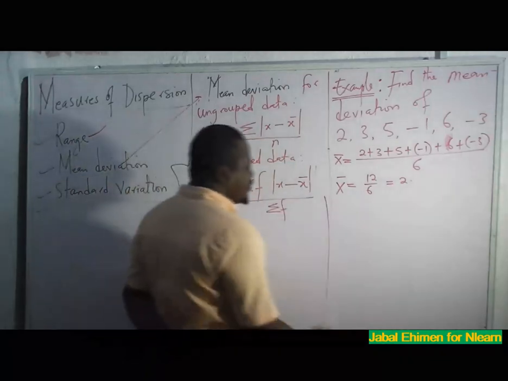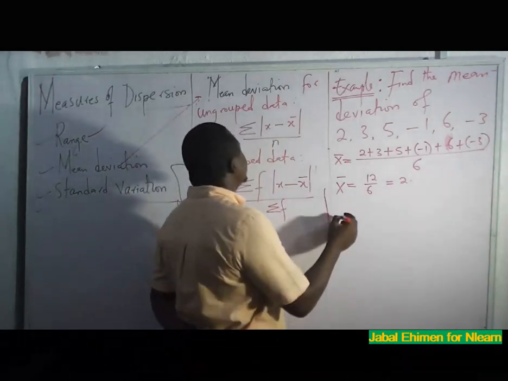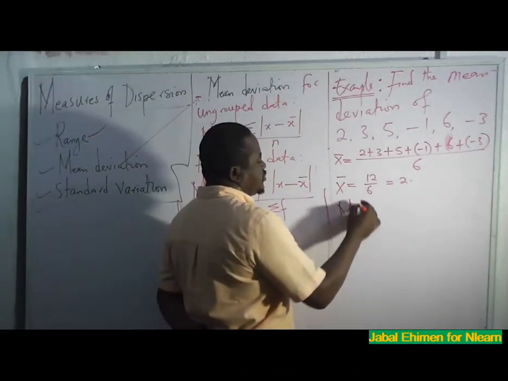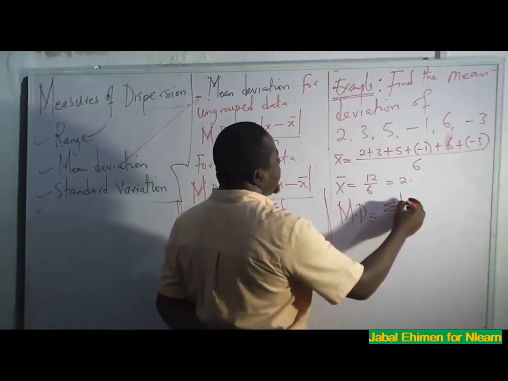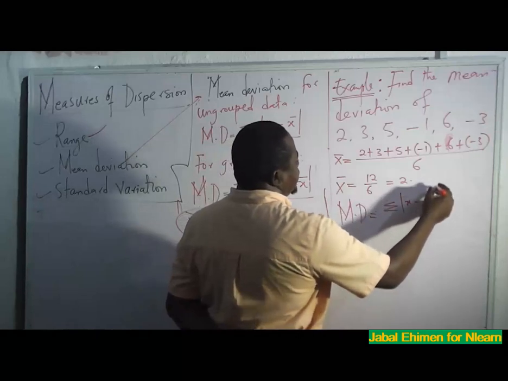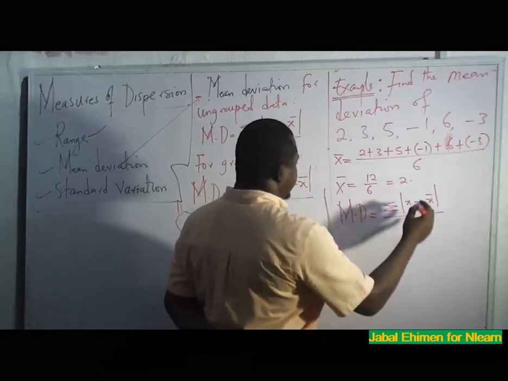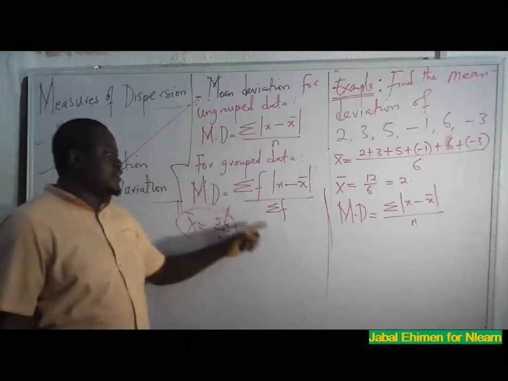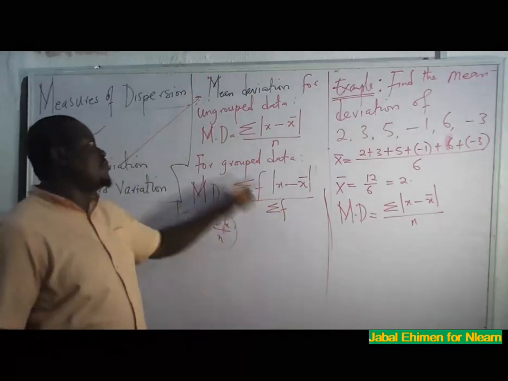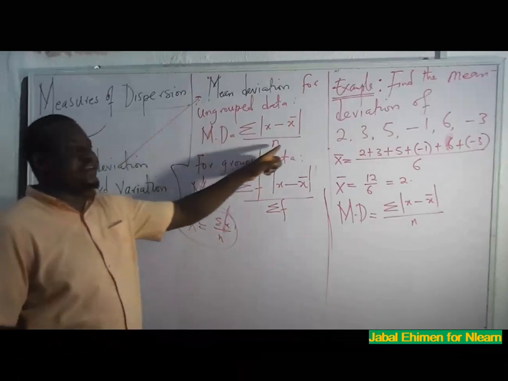So how do we find that thing called mean deviation? The mean deviation now is summation of modulus x minus x bar divided by n. It's simple. Don't forget, for grouped data, you see it is summation f, but for ungrouped data, it is n.